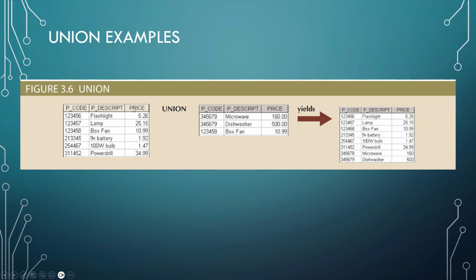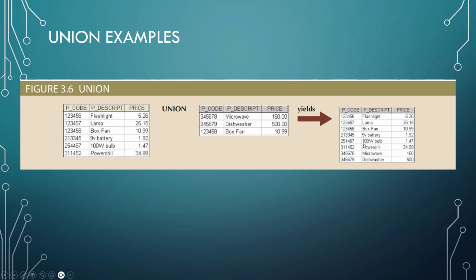Here's an example from the text. We have one relation that has a P code, a P descript, and price fields. And this happens to be the same. By the way, the union does not require that the field names be the same. This is just a coincidence. Very not likely to happen. But this union with this, it's just going to join. If there happens to be a duplicate, then the duplicates are eliminated because, as you know, duplicate rows are not allowed in a relation.